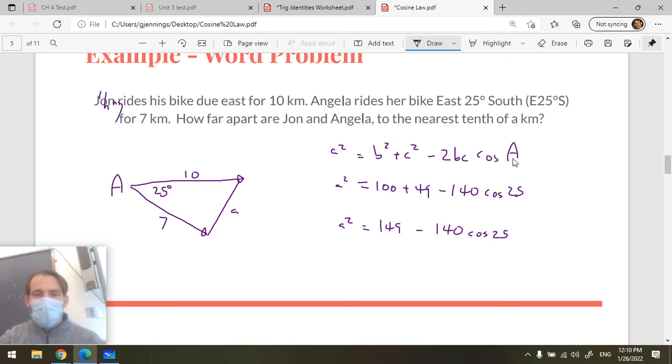Okay. Cosine of 25 is going to be positive. That means this is going to be subtracting from that, so that's going to make it smaller. Okay, cool. Let's do that.